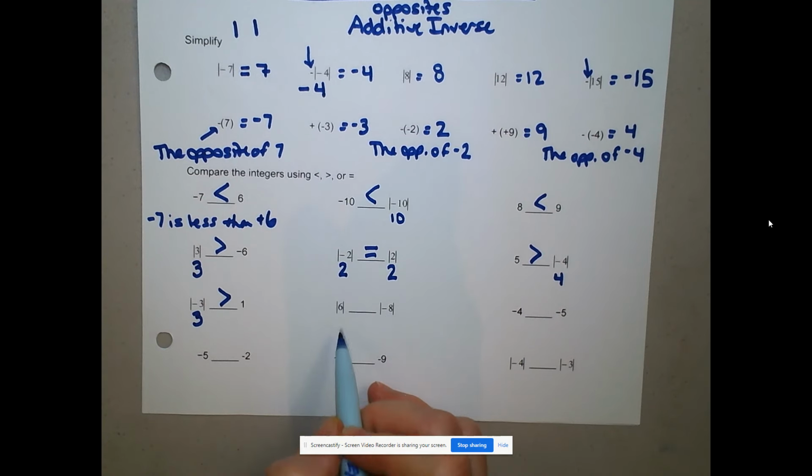So the absolute value of 6 is 6 away from 0. Absolute value of negative 8 is 8 away from 0. And now I can compare 6 and 8. And so the 8 is the greater number.